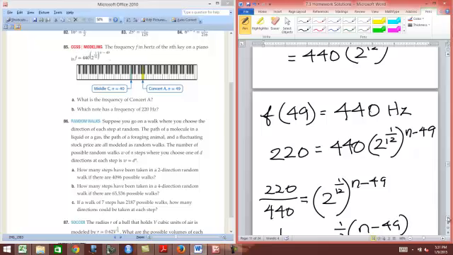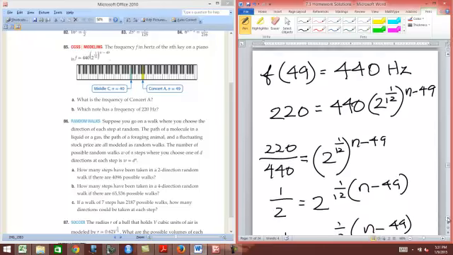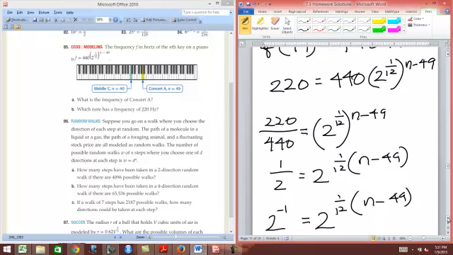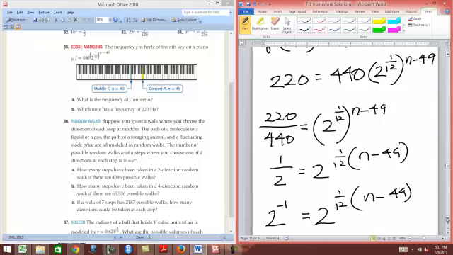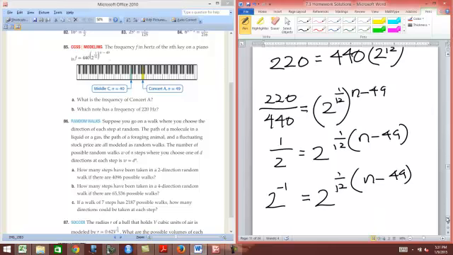Okay, this looks like an impossible thing to do. We talked about this at the beginning of the chapter, but here it is. 220 over 440 is 1/2, so that's convenient. Times 2 to the 1/12th times n minus 49. That's one heck of an exponent. Now, we're not going to distribute that 1/12. That would be painful. We don't want to do that.